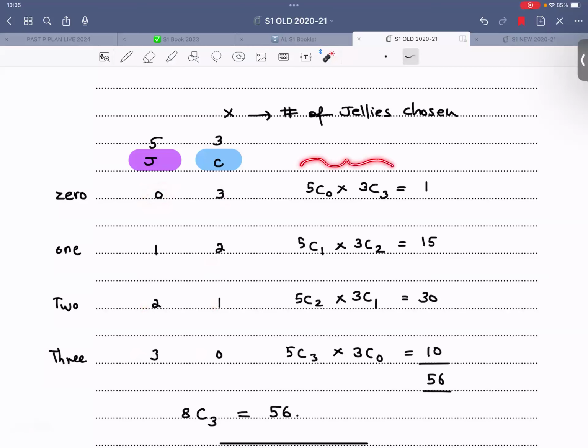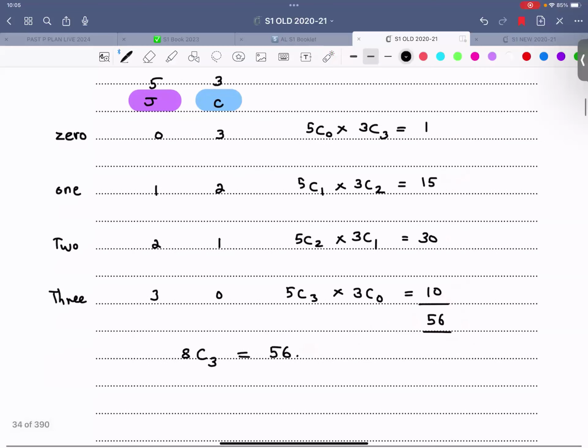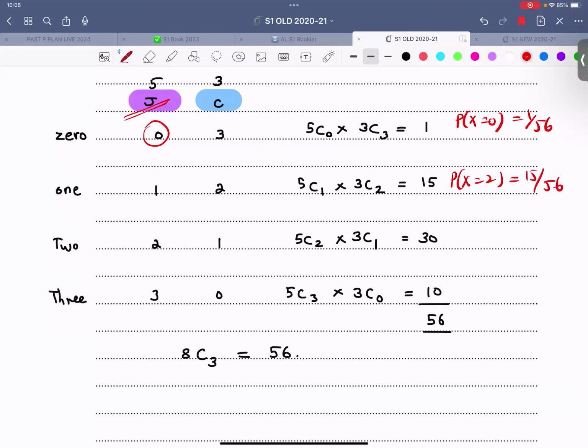So what I've done, I have written down the number of ways. So that's 1 and then 56 and then 30 and then 10. Double check with this: 8C3 without any restriction is 56. Now, if I'm looking for the probability, let me grab my red marker. So probability X equals 0 is 1 out of the total. Probability X equals 2. 2 is the number of jellies that is chosen. The question is with the perspective of jellies. That is 15 over 56.